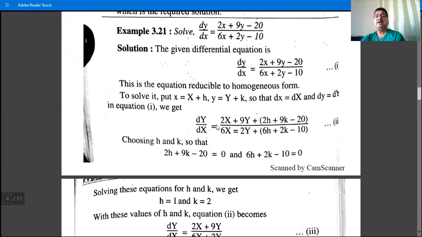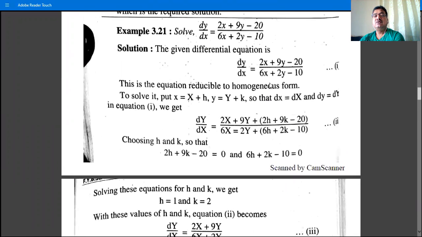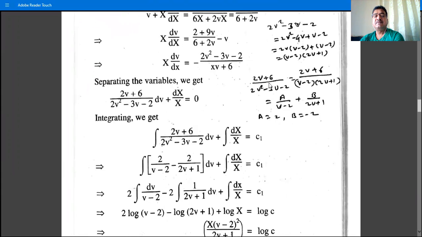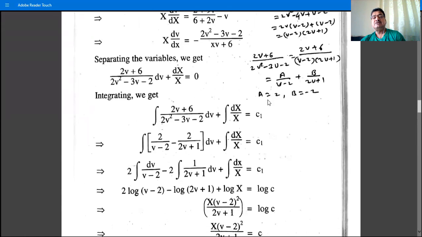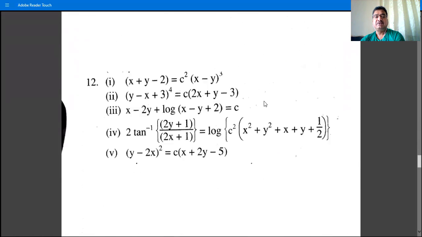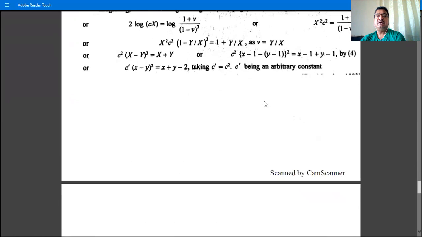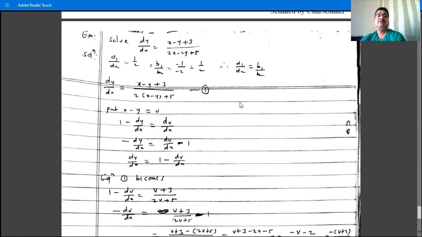So if a1 by a2 is not equal to b1 by b2, then the equation is first reduced to homogeneous differential equation. Then after substitution y is equal to vx, the equation is reduced to the variable separable form, and then we have the answer. But if the ratio a1 by a2 is equal to b1 by b2, then we have to substitute a1x plus b1y is equal to v. And after that substitution, the example is reduced to direct variable separable form. So this is the non-homogeneous differential equation. If a1 by a2 is equal to b1 by b2, then after substitution, we have the variable separable form.